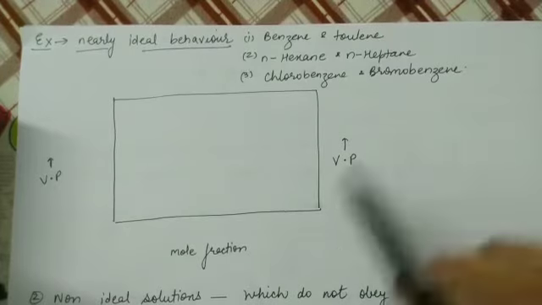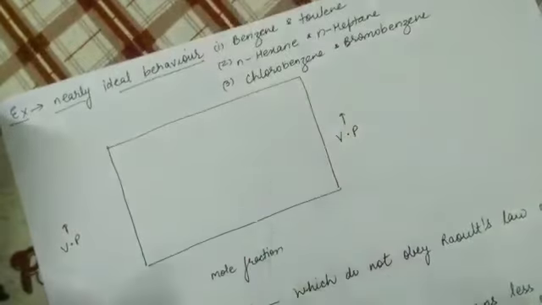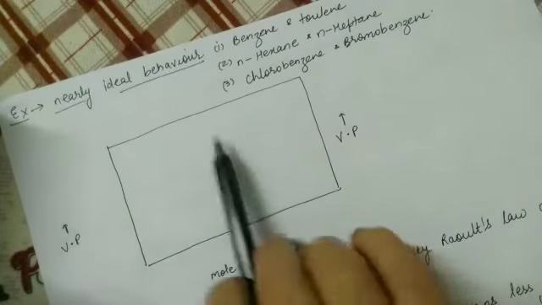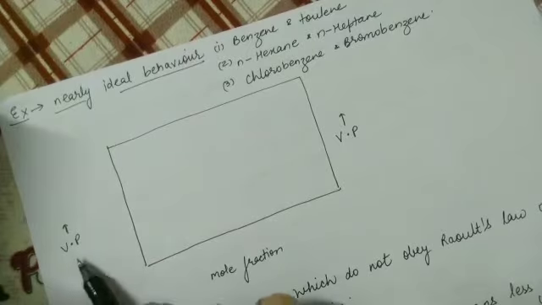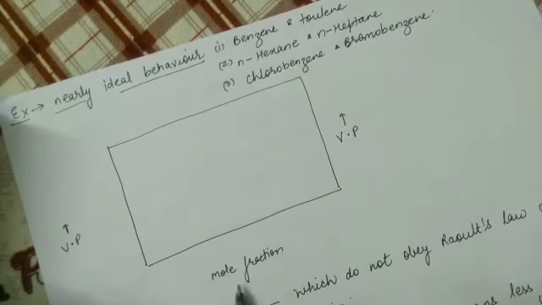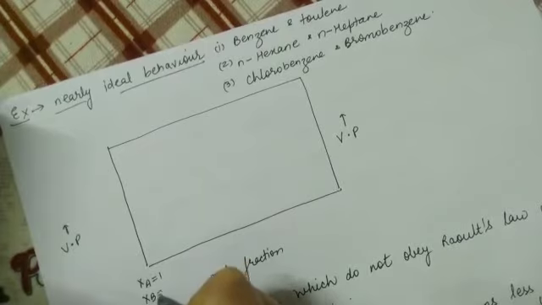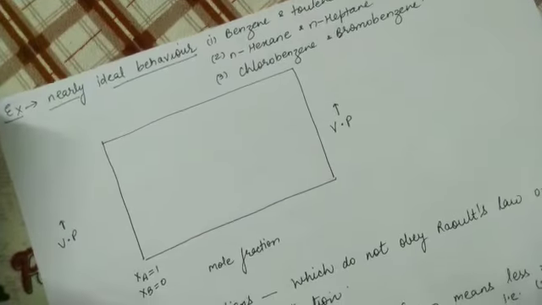Now listen very carefully. There is graphical representation of Raoult's law, because ideal solutions are those which obey Raoult's law. So now I am showing you the graphical representation of Raoult's law or graphical representation of ideal solution. The graph is between vapor pressure and mole fraction. So this is mole fraction and here it is vapor pressure. Now listen carefully. Suppose on the left hand side XA is 1 and XB is 0. Means in the container only component A is present.